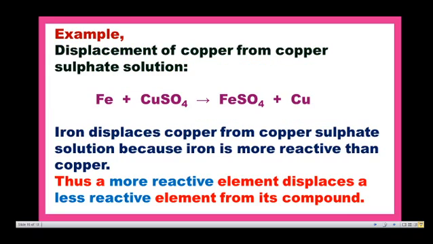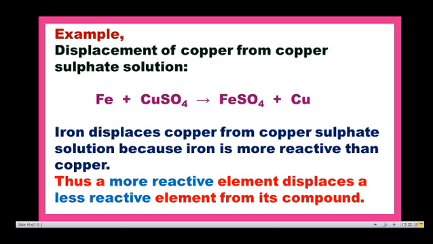For example, copper sulfate solution is taken. That is copper sulfate, a blue color solution. Copper sulfate is dissolved in water. A blue color solution we get, and in that we have added iron. After few hours, we get a green color solution, which is iron sulfate. So iron displaces copper in its copper sulfate solution. In its solution, iron displaces copper because iron is more reactive than copper.